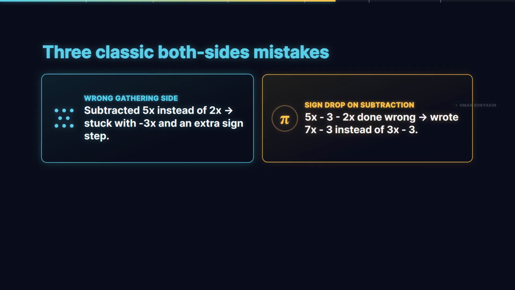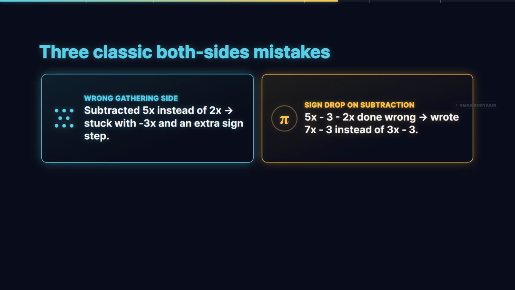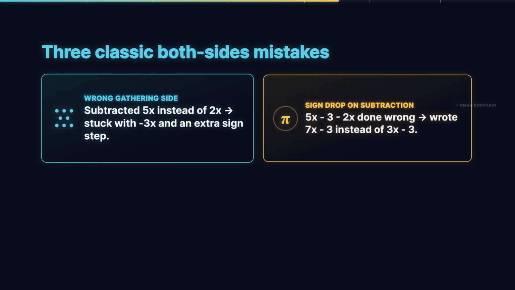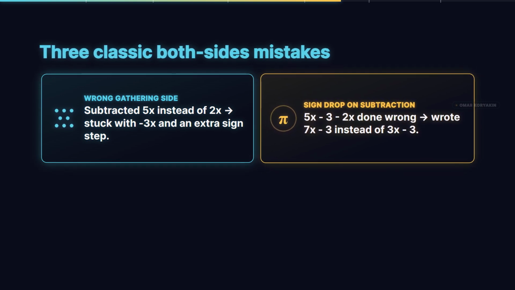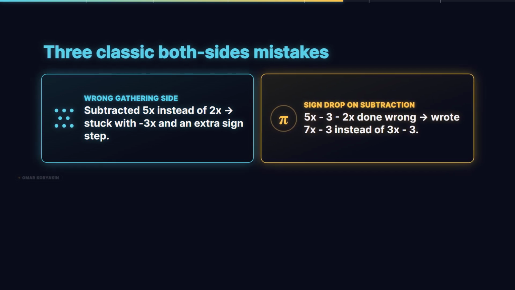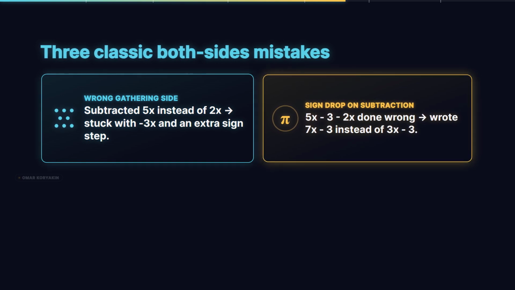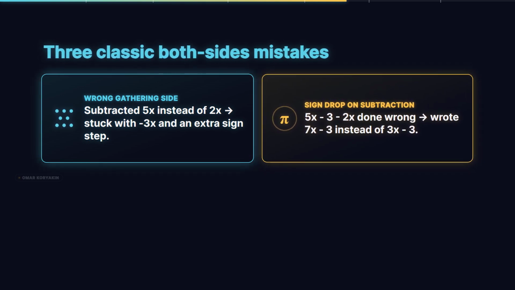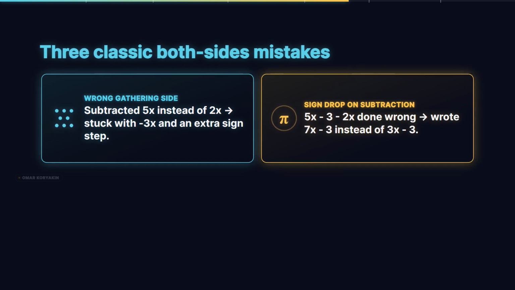A student writes 5x minus 3 minus 2x and combines incorrectly to get 7x minus 3 instead of 3x minus 3, adding the variable coefficients instead of subtracting. The arithmetic mistake is cheap, but its propagation through the rest of the solve produces a wrong final answer. The fix is to write the gather step explicitly with the subtraction shown vertically below the original equation, so the arithmetic on each variable term is visually obvious.